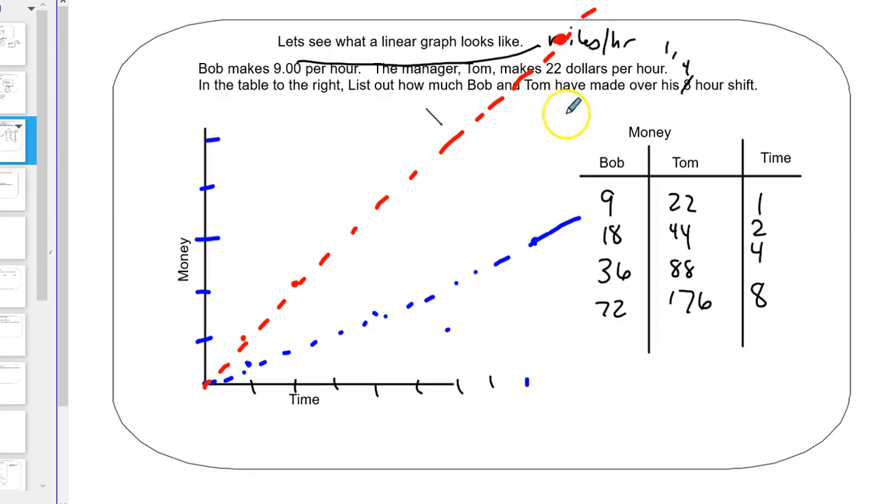So again, a couple things here. Bob makes $9 an hour, the manager makes 22. List out how much Bob and Tom make over an 8-hour shift. So in this situation, what we're doing here is we're just tracking it out. Now the glorious thing about math is, again, you can predict the future. So a graph has what we call a direct read.